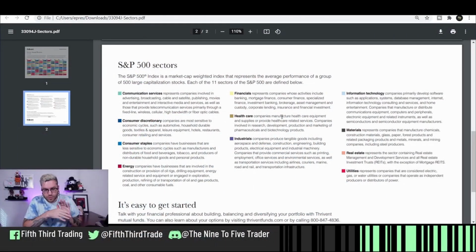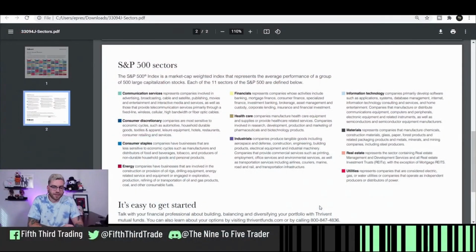So this is a great sheet, which will be in the description box down below. First is comm services. These are obviously in alphabetical order, not importance or anything. Comm services, you have advertising, broadcasting, cable and satellite, publishing, movies, and entertainment, interactive media and services, as well as other providers of telecommunications like fixed line, wireless, cellular, high broadband, fiber optic cables, all those kinds of things. So anything that deals with talking, anything that deals with projecting and media and entertainment goes into communication services, from AMC to Verizon. All that's communication services. If you're communicating through fiber optic wires and wireless, or giving any kind of satellite broadcasting or advertisement, that's going to be comm services.